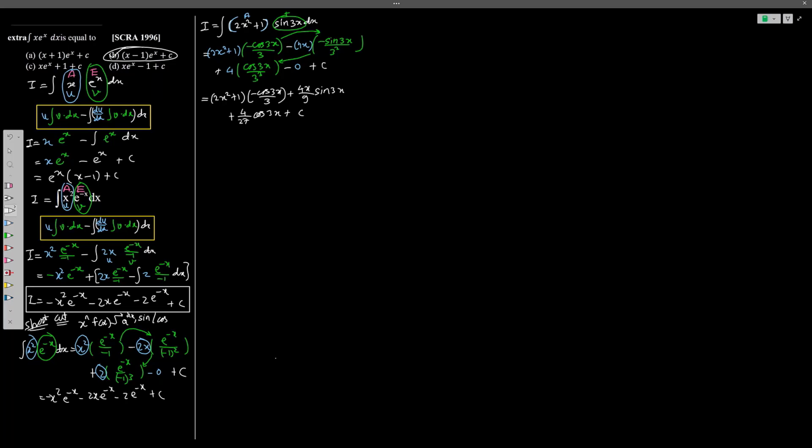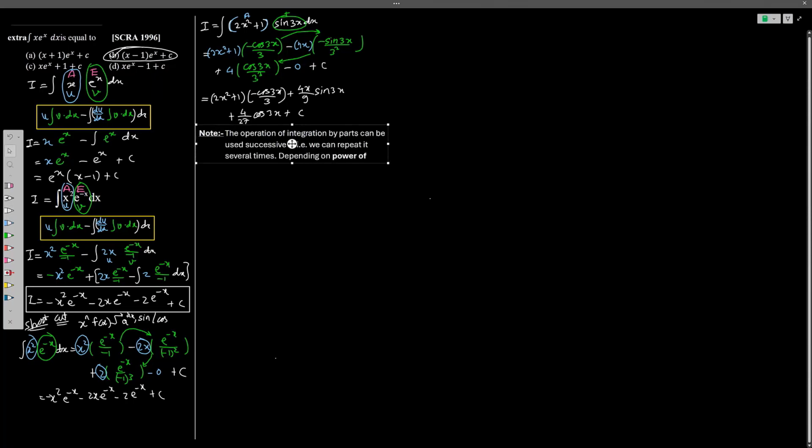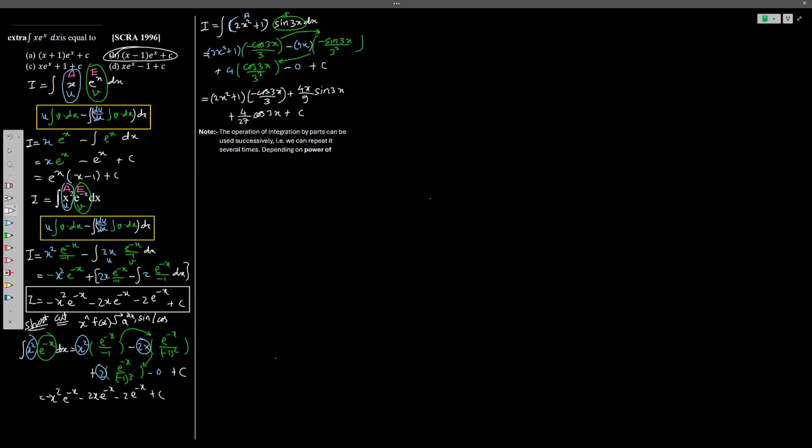Ta-da! This first technique is used only in MCQs. So remember that sometimes we have to apply integration by parts more than one time. It depends on power of x.